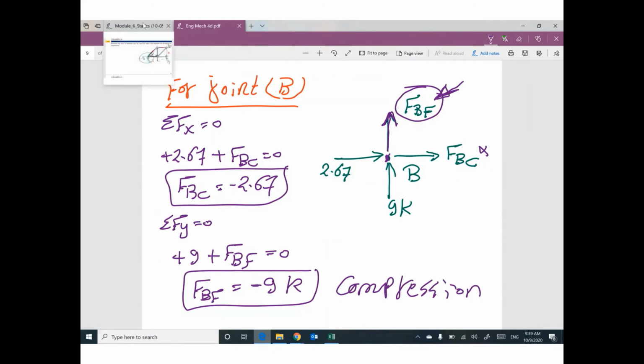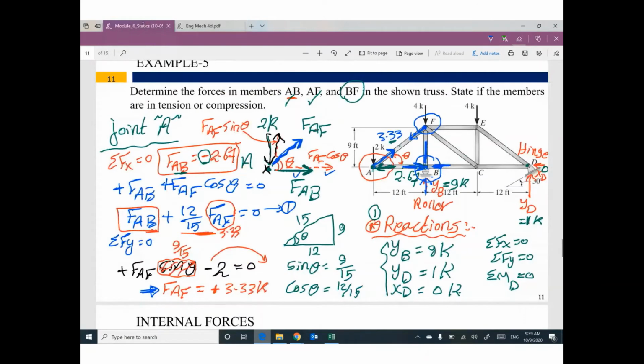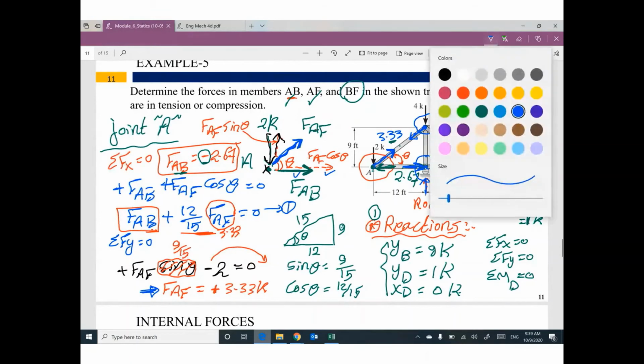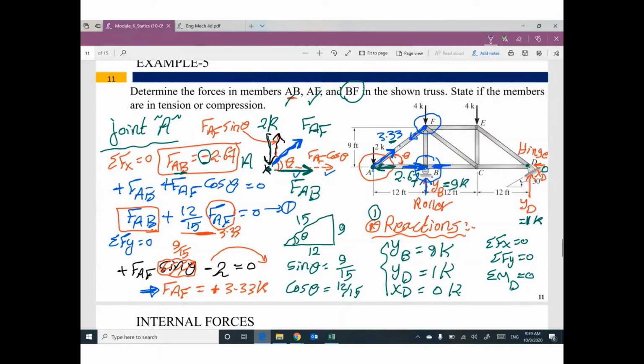If you would like to go back to this member and put the correct direction, it will be compression here, like this, and compression here, like this. How much? 9. So guys, my final conclusion for this problem: AB equals 2.67 compression, AF 3.33 tension, BF equals 9 compression. I am done with this problem.